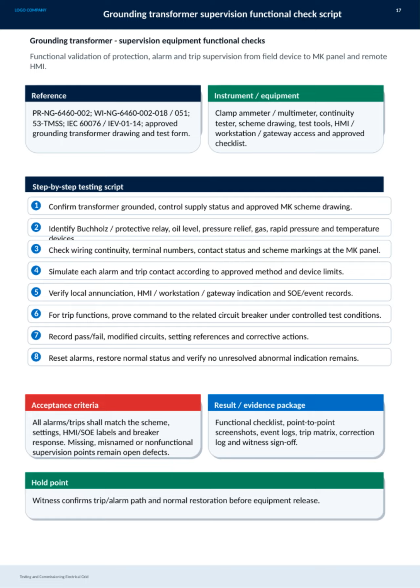The result package includes functional checklists, screenshots, event logs, a trip matrix, correction logs, and witness sign-off. A hold point ensures that a witness confirms the trip and alarm paths and verifies normal restoration before the equipment is released. This systematic approach guarantees a reliable and safe grounding transformer supervision system.